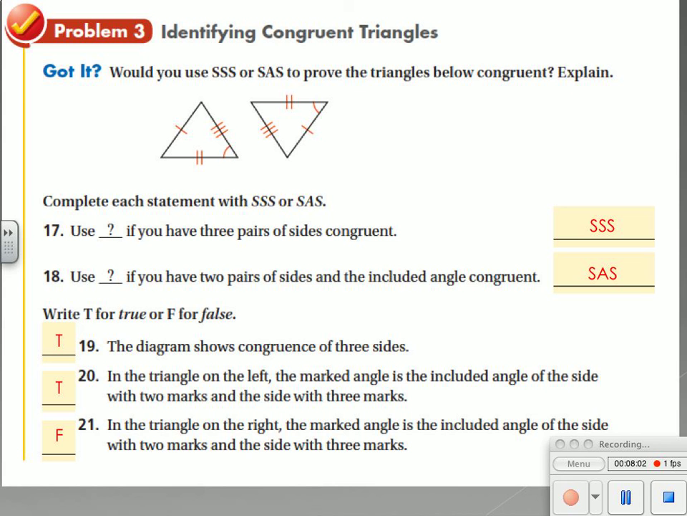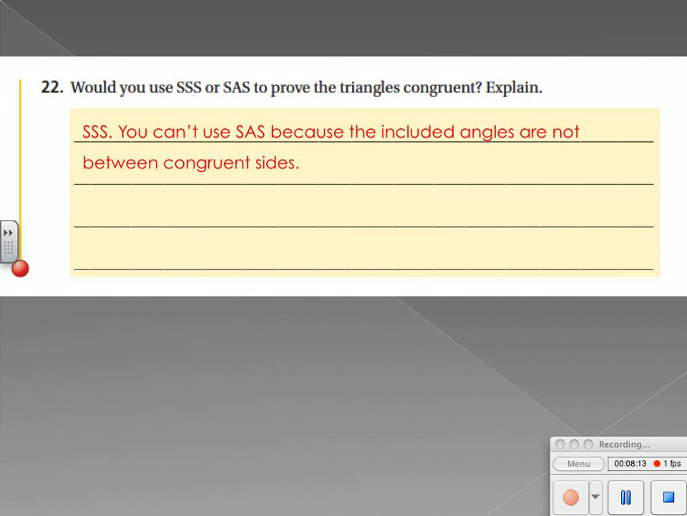That is false. The included angle of the object on the right is actually where there are 1 mark and 2 marks. So we can't use SAS. So we're going to use SSS because the included angles are not between the congruent sides. So when you come in on Monday, you'll have some worksheets and proofs to do using the SSS postulate and the SAS postulate, as well as what we're getting ready to go over.